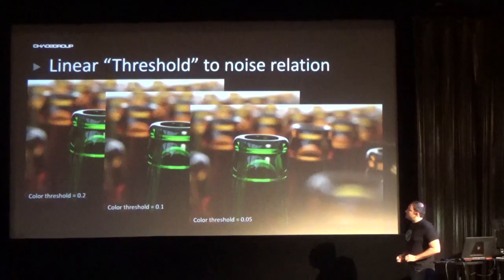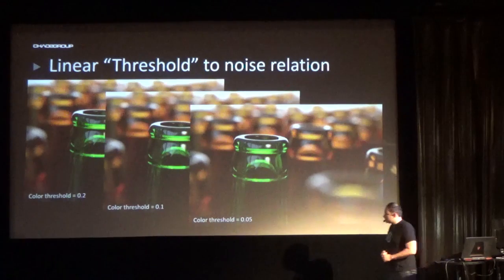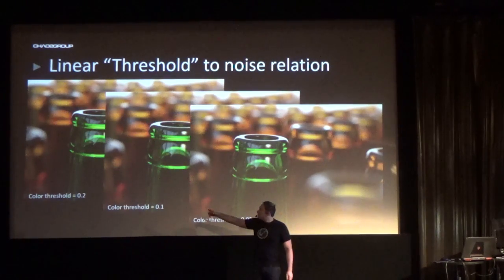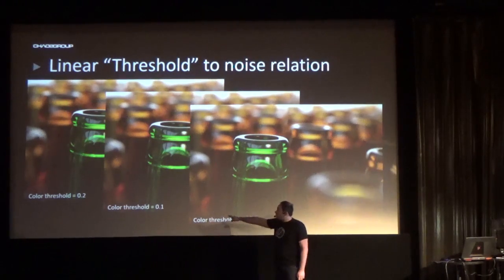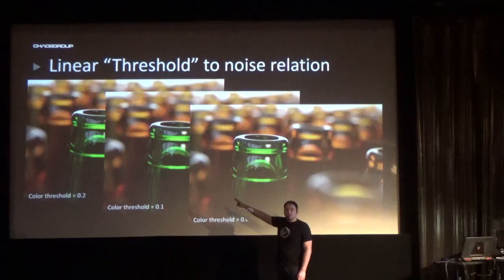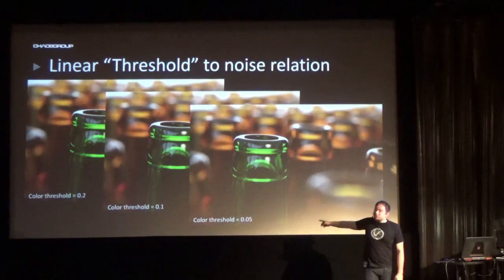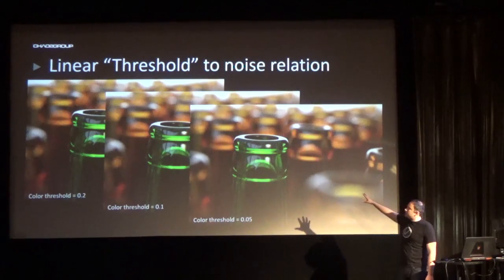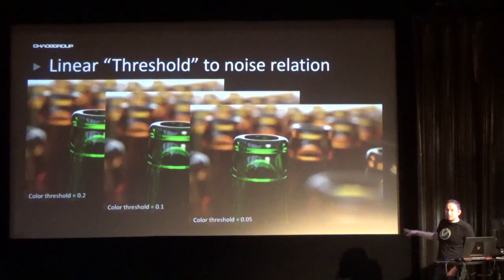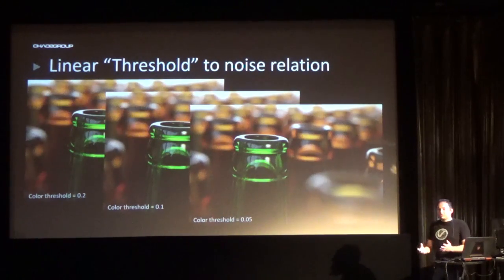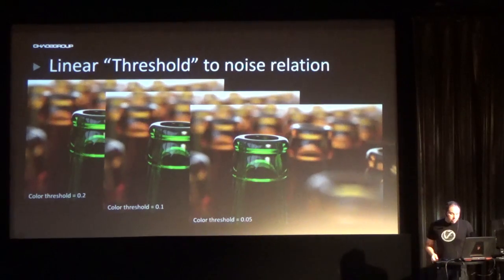Now, what I meant by linear threshold to noise relation, excuse me. Here at the leftmost you can see I'm using a noise threshold of 0.2. You can see the noise. Now I lower it twice, and I can see visually twice less noise. At 0.05, an absolutely clean image, visually twice as less noise. Can you see that? I hope it's better on the projector. But yes, if you want to compare, all the pictures are here. You can come back later and examine them closely.